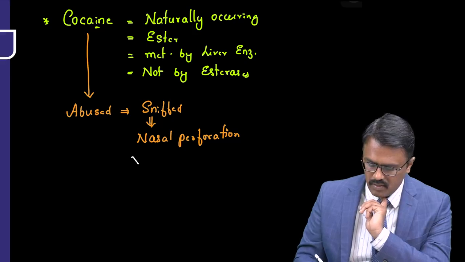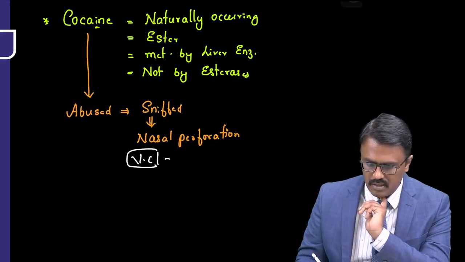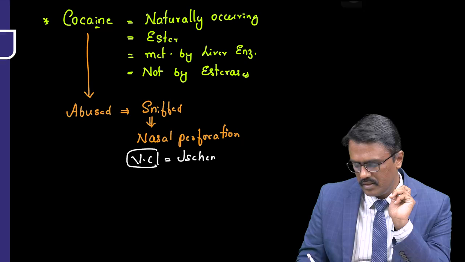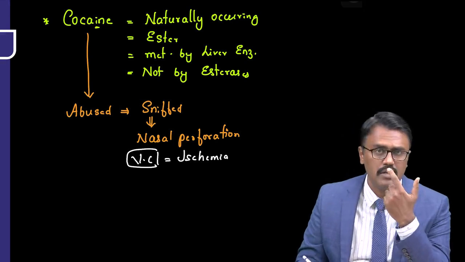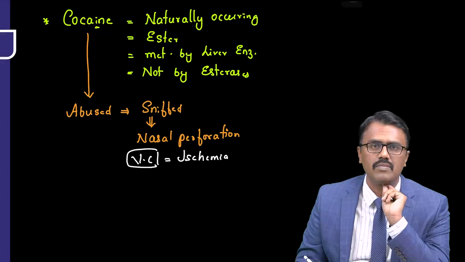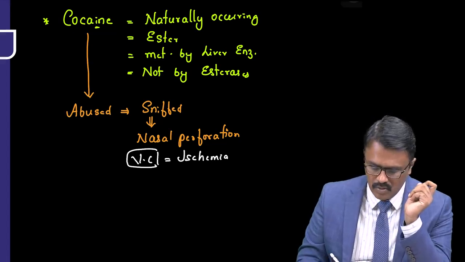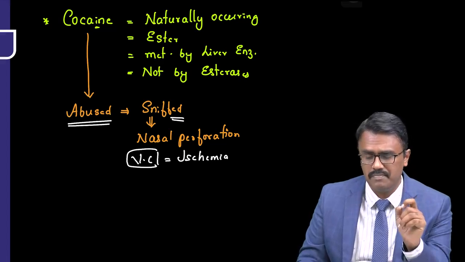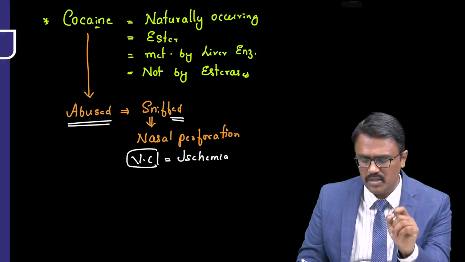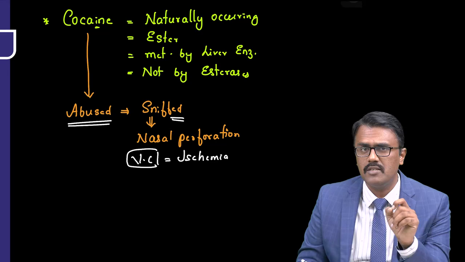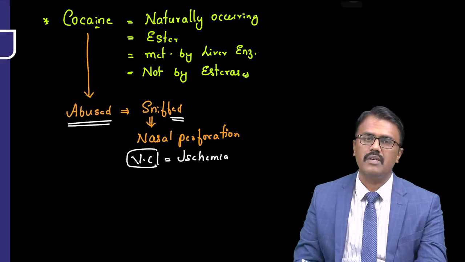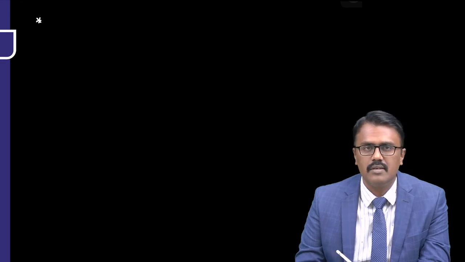The reason is simple. Cocaine is a vasoconstrictor. So what happens if you cause vasoconstriction? Obviously there will be ischemia. When there is ischemia, the tissue dies, and the dead tissue will be thrown out. So there is nasal perforation. So cocaine abusers, if they are sniffing, you will see nasal perforation. So: naturally occurring one, abused drug, ester, not metabolized by esterases but by liver enzymes, and it can cause nasal perforation. It is not used as a local anesthetic nowadays.